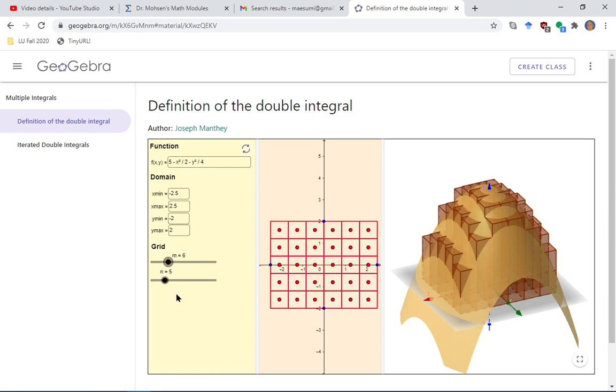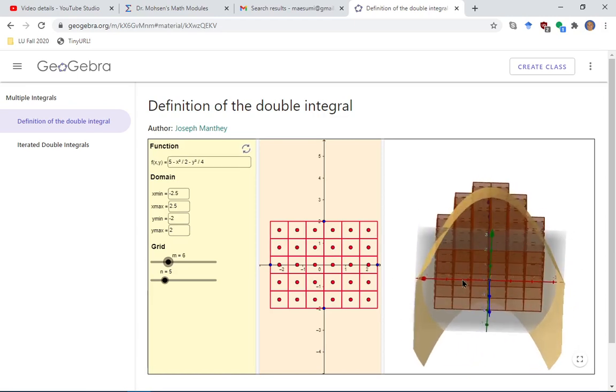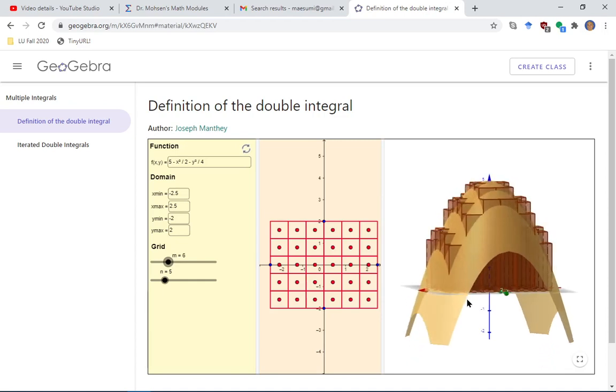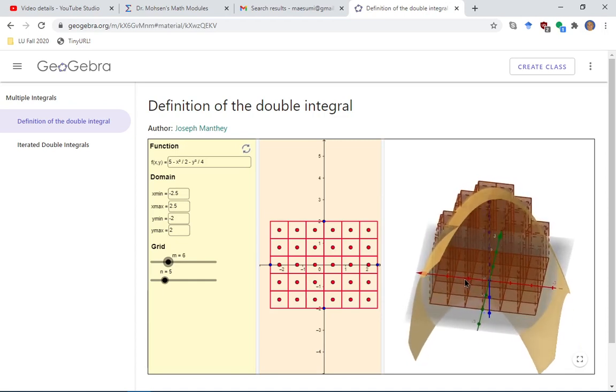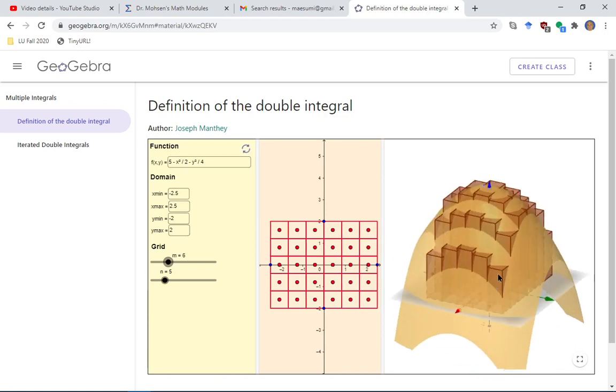Then we make cells. So I am making a grid here, 6 in the x direction, 5 in the vertical direction, just whatever number pleases you. Now if you look at the bottom of this rectangle, you see these cells. This is an exact copy of what you see here. There are boxes that are built on top of these rectangles.